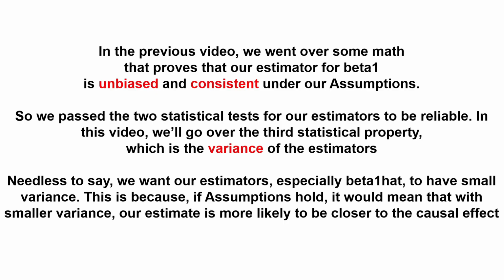In this video, we're going to go over a third statistical property, which is the variance of the estimators. Needless to say, we want our estimators, especially beta 1 hat, to have a small variance. This is because if assumptions hold, it would mean that with smaller variance, our estimate is more likely to be closer to the causal effect. And now we're going to be computing for variances.